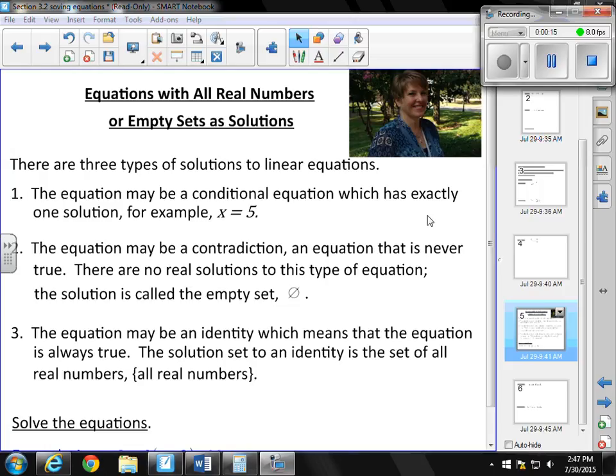What we've seen in the past are conditional equations. A conditional equation has exactly one solution. For example, x equals 5.